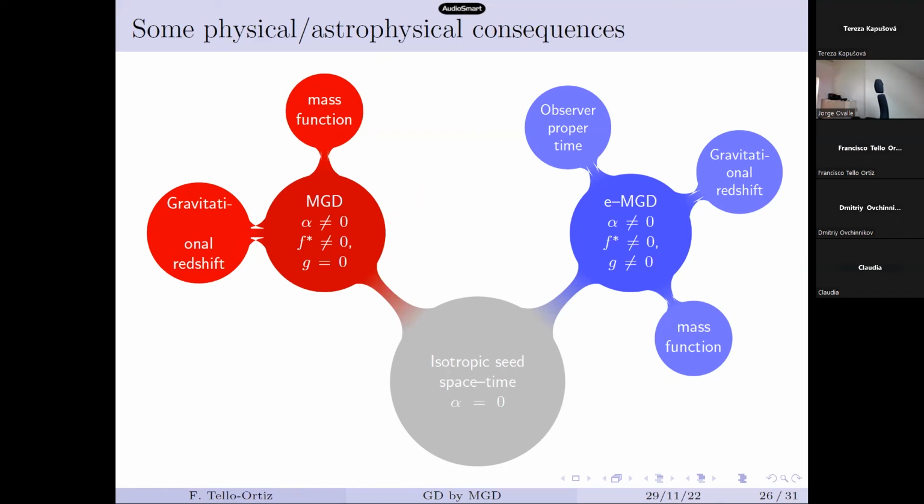For example, if you apply the extended MGD case, I'm not going to talk about this one, but just see the difference. The extended MGD case means that now you are deforming both metric potentials. In this case, obviously, you are changing the gravitational redshift, again the mass function, but also you are changing the observer proper time because you are changing the temporal component associated with this quantity.